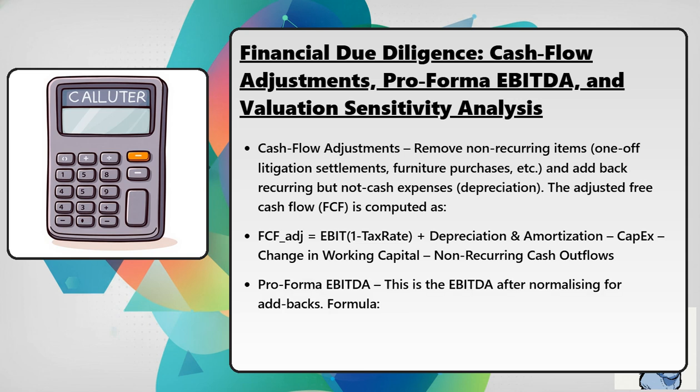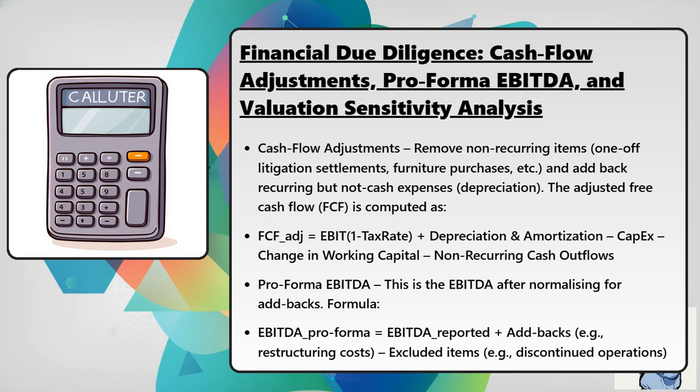Pro forma EBITDA. This is the EBITDA after normalizing for add-backs. Formula: EBITDA pro forma equals EBITDA reported plus add-backs, restructuring costs, minus excluded items, discontinued operations.